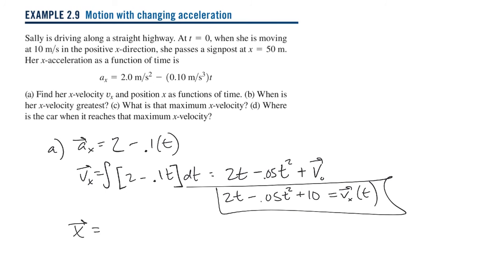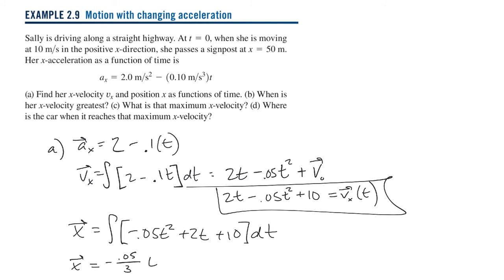So for x, we have to do the integral of, I'm going to start with the squared term first, negative 0.05 t squared plus 2t plus 10. Sorry, I like to have my powers all in order all the time. And we're going to take that integral with respect to time. So the integral of negative 0.05 t squared is going to be negative 0.05 divided by 3 t cubed.